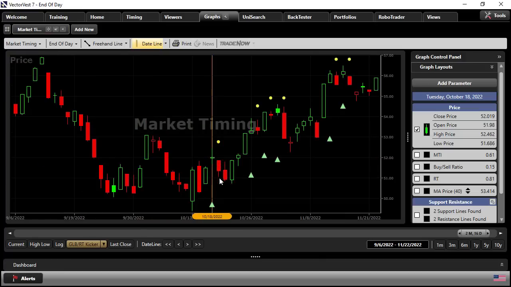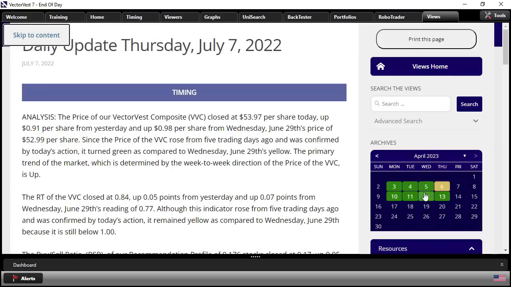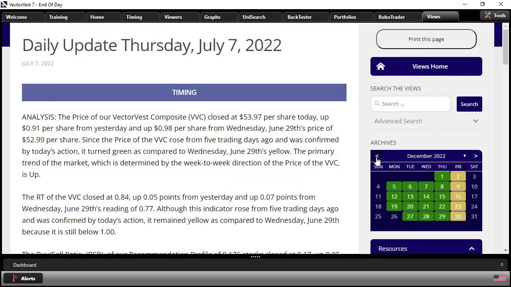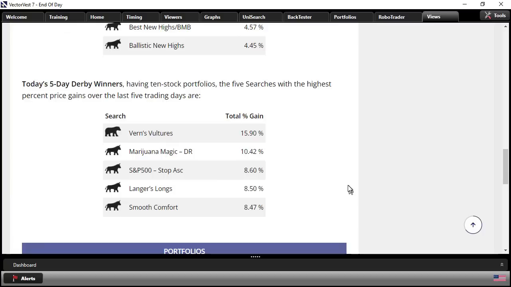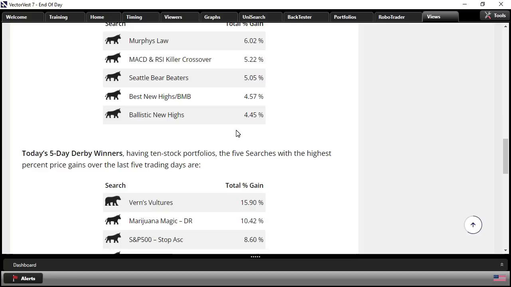Market opened lower and moved lower throughout the session, so no follow through on this candle, which means we need to go to our next signal date, which was the 26th. And here again, the market moved higher, even though it ended up finishing lower on the day. So let's consult the views to get our search for that day. Just out of curiosity, let's go back to the 18th also. I scroll down. Our top one-day performers were all bullish. On a five-day basis, we did have Vern's Vultures sticking its nose under the tent. But no repeats between the two lists. So we wouldn't have taken a trade even if we had follow through on the 18th.